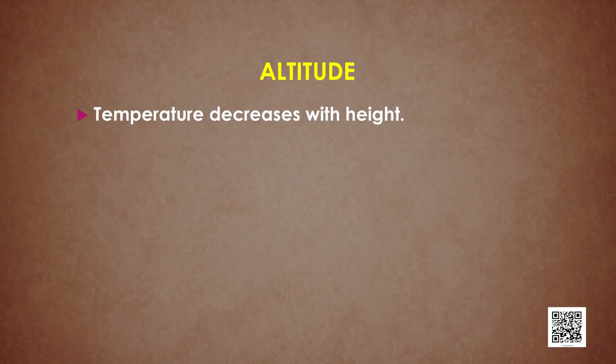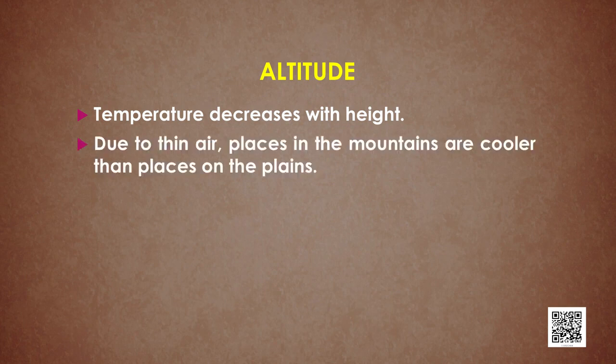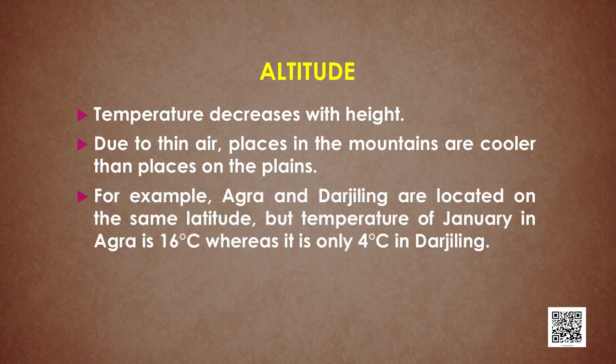Because the temperature there is less in comparison to the region where you are living in. So, the temperature decreases with height. Due to thin air, the places in the mountains are cooler than the places on the plains. For example, try to locate Agra and Darjeeling. Both these places are located in almost the same latitude, but see the contrast of temperature. In January, Agra it is 16 degrees Celsius, where it is only 4 degrees Celsius in Darjeeling. Try to find out more weather stations which are located on the same latitude, yet they experience extreme contrast in temperature.